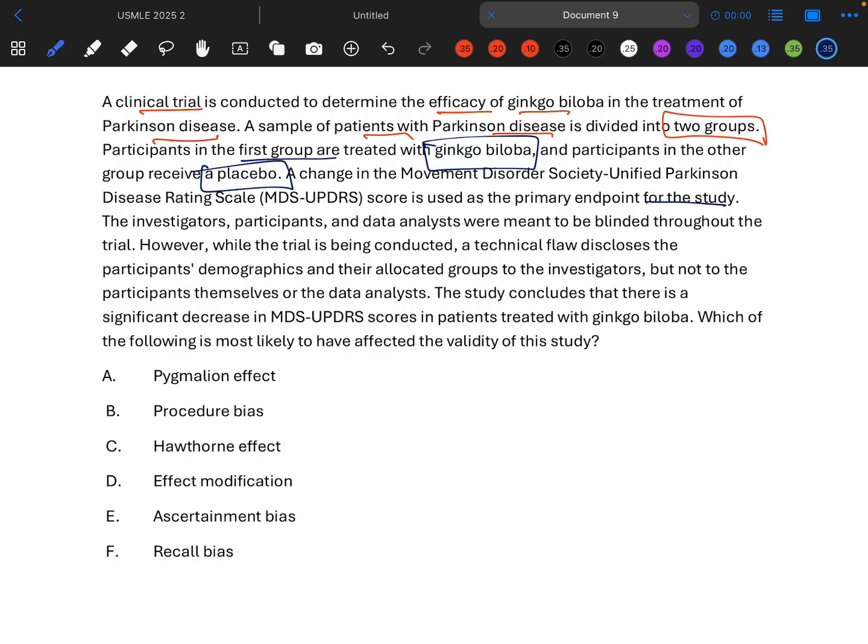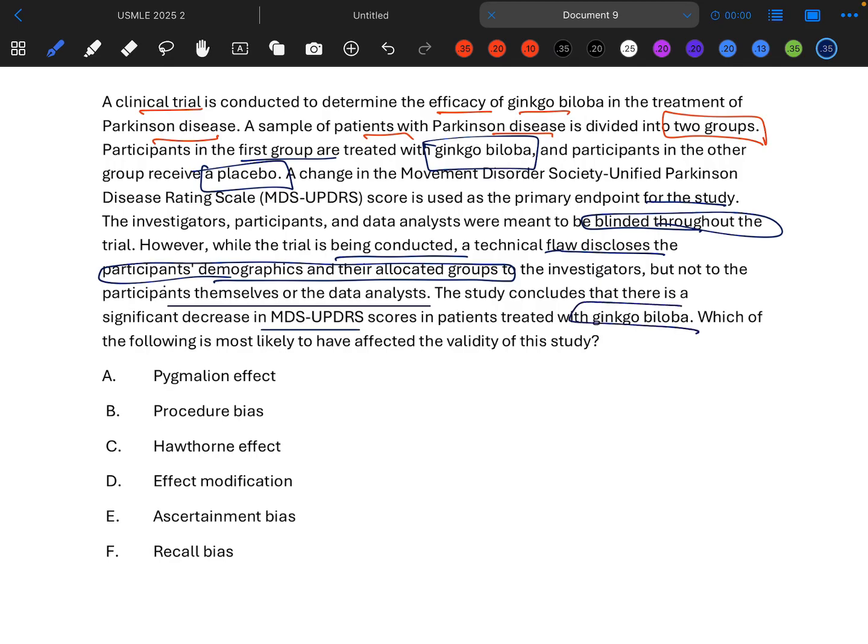The investigators, participants, and data analysts were meant to be blinded throughout the trial. However, while the trial was being conducted, a technical flaw disclosed the participant demographics and their allocated groups to the investigator but not to the participants themselves or the data analysts. The study concluded there is a significant decrease in MDS-UPDRS score in the patients treated with ginkgo biloba. Which of the following is most likely to have affected the validity of this study? So we have to describe which type of bias is there.